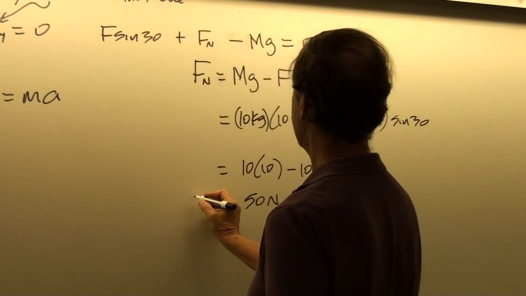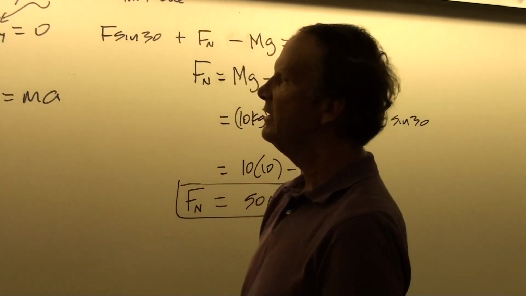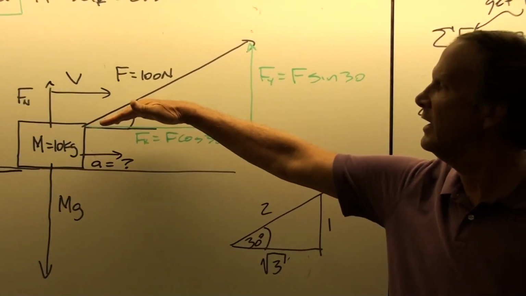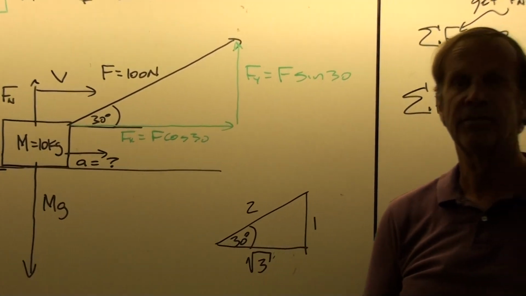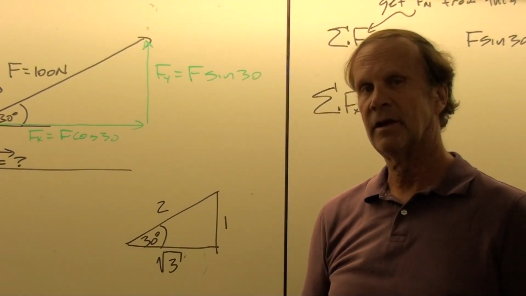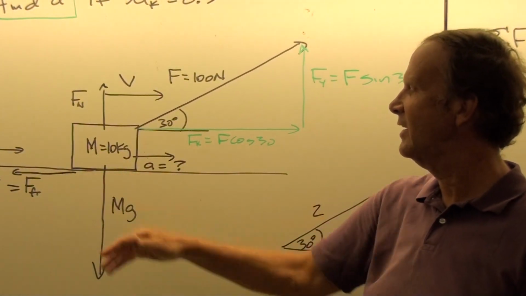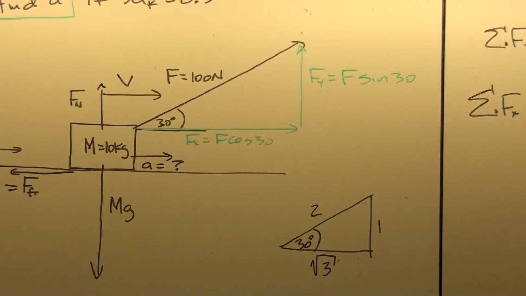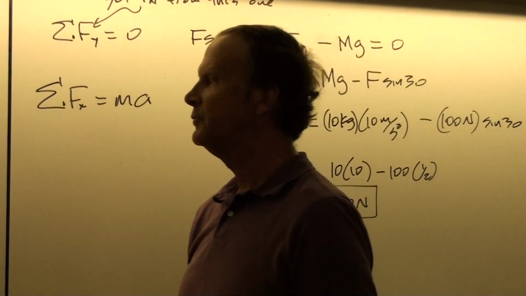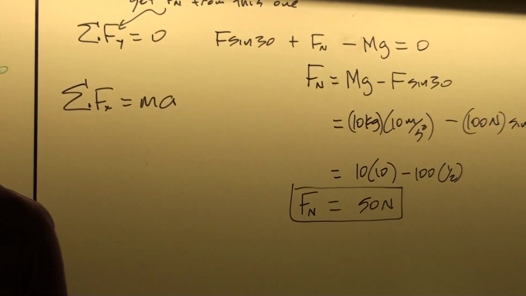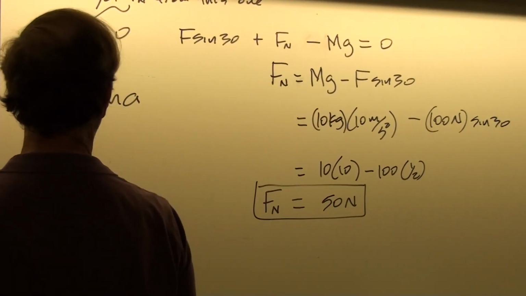Okay, so the weight was 100 newtons, but the normal force is only half of that, meaning that the tension in the string, if it's pulling at a 30-degree angle, is doing half the lifting. And the normal force does the other half of the lifting to support the mass against gravity. This also tells us how hard the surfaces are being pushed together so that we can determine the value for the friction force.